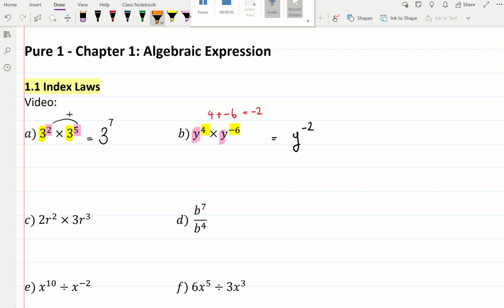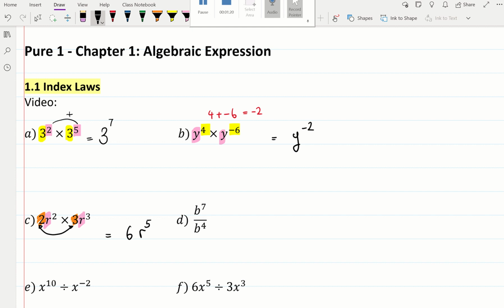When you have numbers, they can be different, but the base is actually the letter r. So the base is the same, so r squared times r cubed is r to the power of 5 because we add the powers, but we multiply 2 and 3, so that gives us 6r to the power of 5.